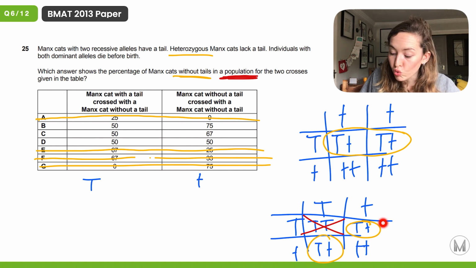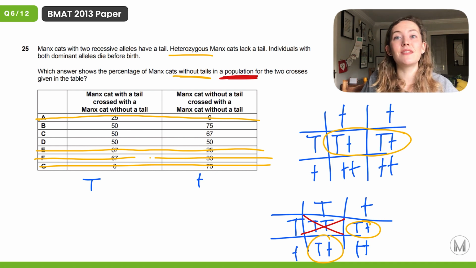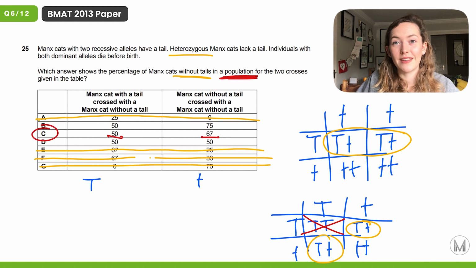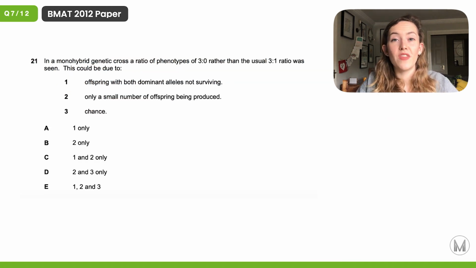So for every 3 of my cats that live, that are in my population, 2 are going to be without a tail. Therefore, that percentage is 67%. So it's a little bit of a trick there. My answer is C, 50% and 67%. Okay, so in this question from the 2012 paper, statement 1 is too vague.